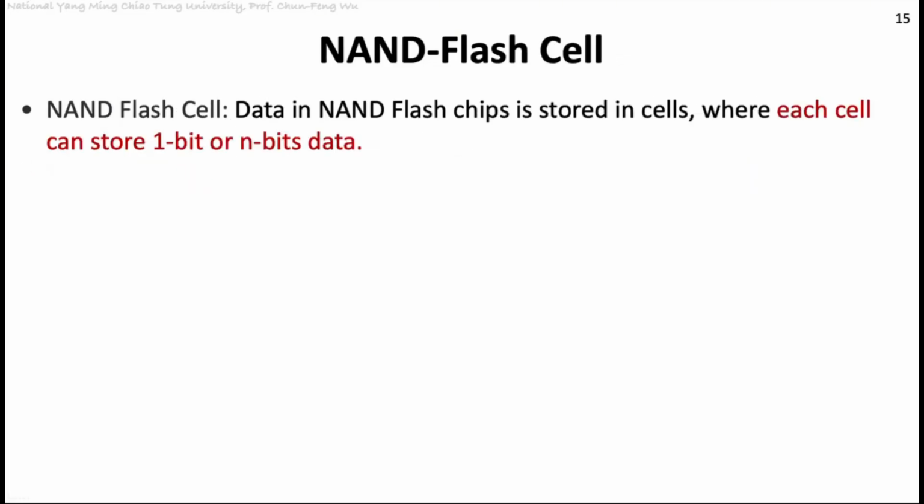Okay. So let's talk about how to rewrite the data from the NAND flash cell. Data in NAND flash chips is stored in the cells. And each cell can store 1 bit or more than 1 bit. We'll talk about it later.